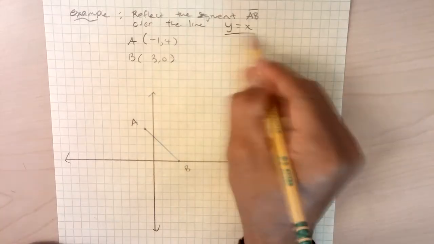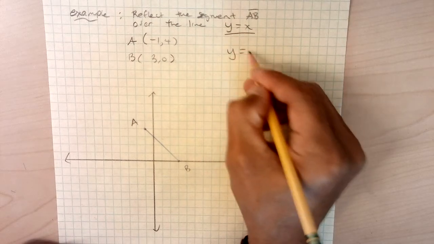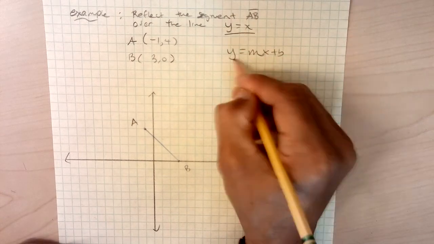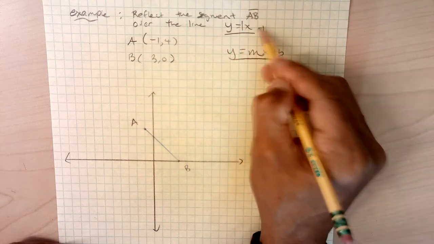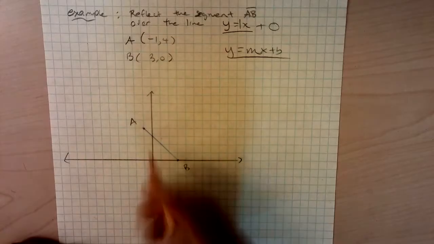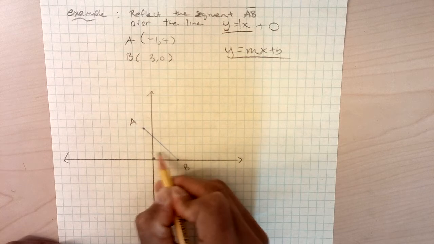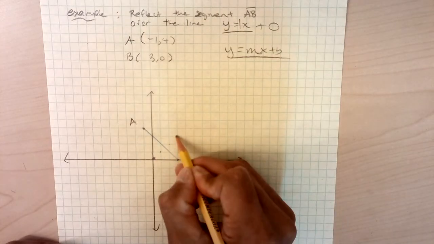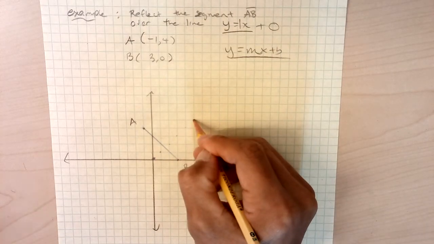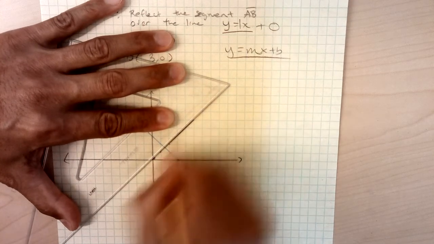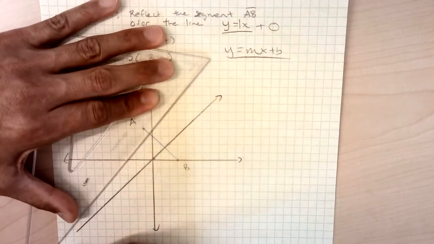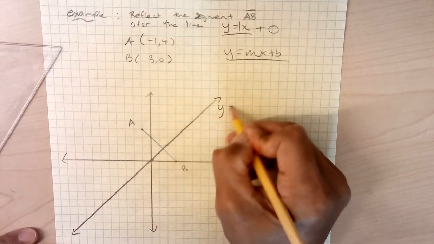So if you recall, this equation is actually in the form of y equals mx plus b. So it's a linear equation. The slope is 1 or 1 over 1. The y-intercept is 0. So you start at 0 on the y-axis, go up 1, right 1, and just continue that pattern. So the line y equals x would look like this. And that's the line of reflection. I'm going to label it as well.